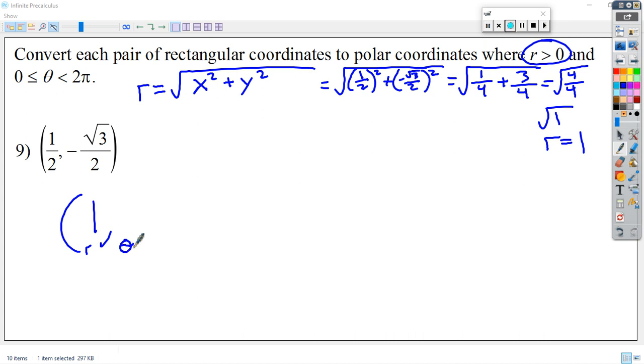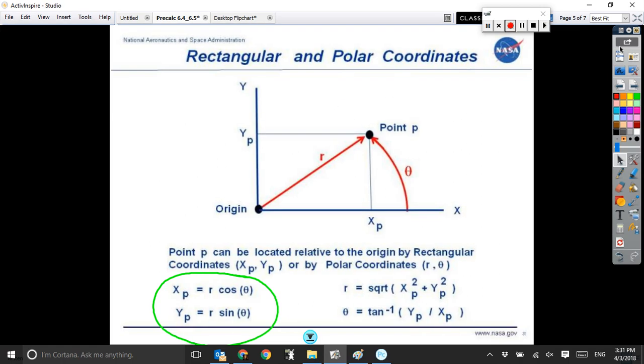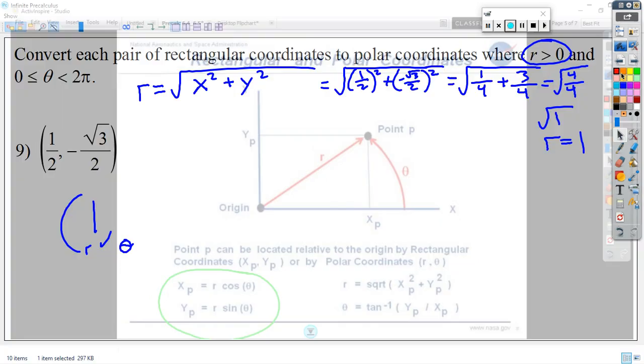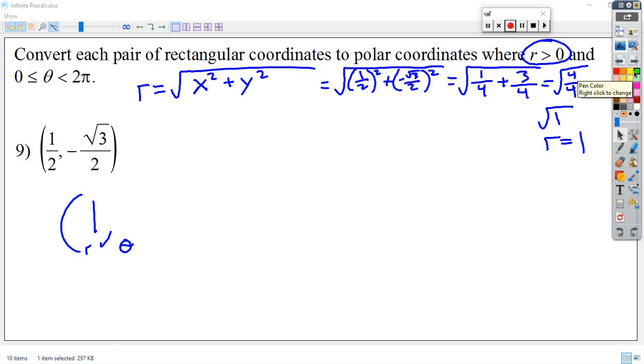Now, this formula tells you can use tan inverse of y divided by x, and that works. The problem is I'm going to want to use my unit circle on this, and I can find tangent using my unit circle, but not nearly as easily as using cosine or sine. So I'm actually going to do this a little bit differently. I'm going to use what we were given, and it doesn't really matter if I use the x or the y. I'm specifically going to use the x just because it's 1/2 and doesn't have a square root in it.